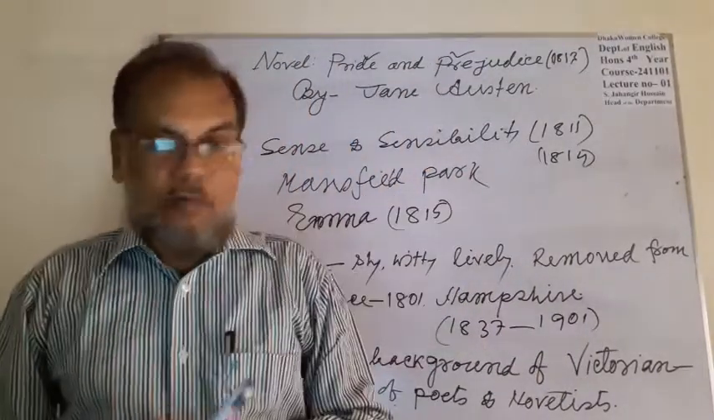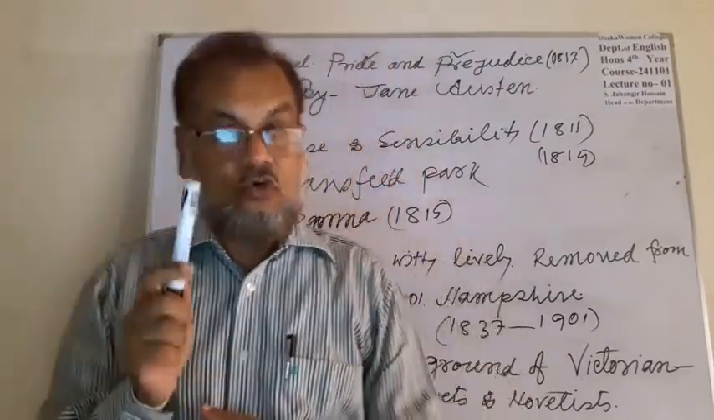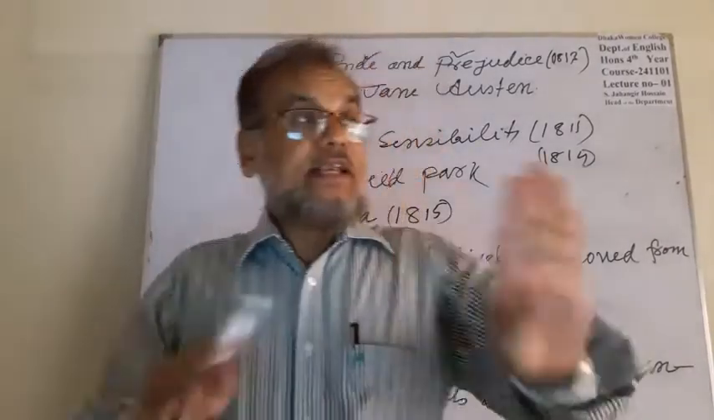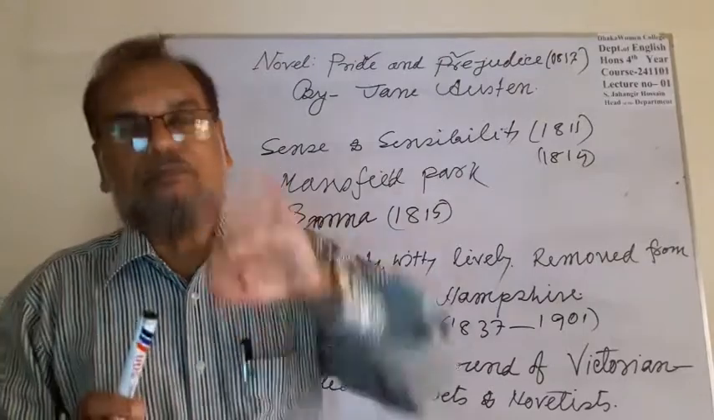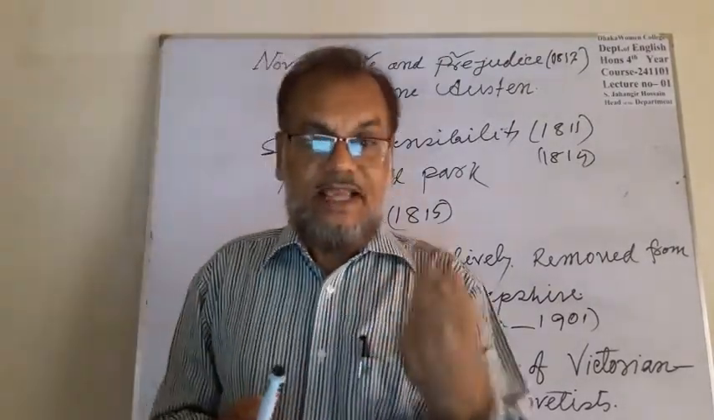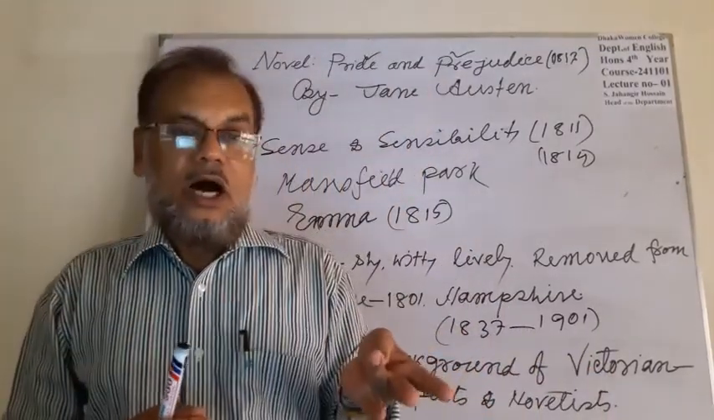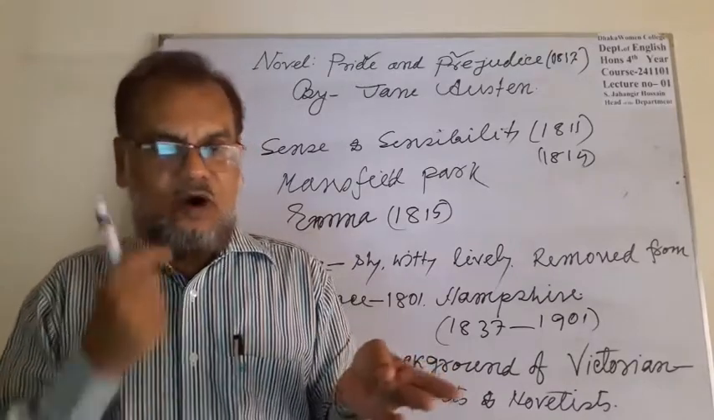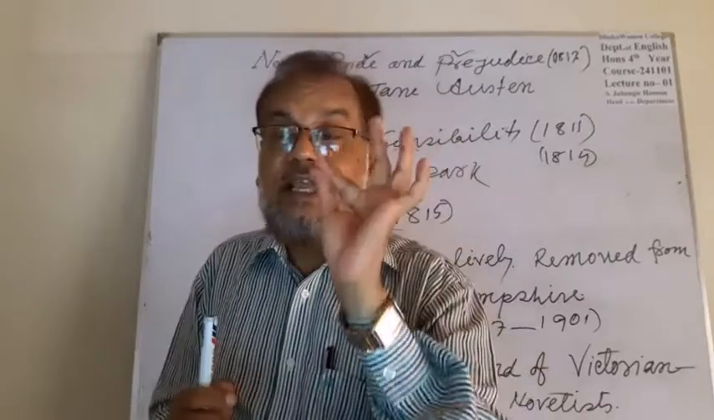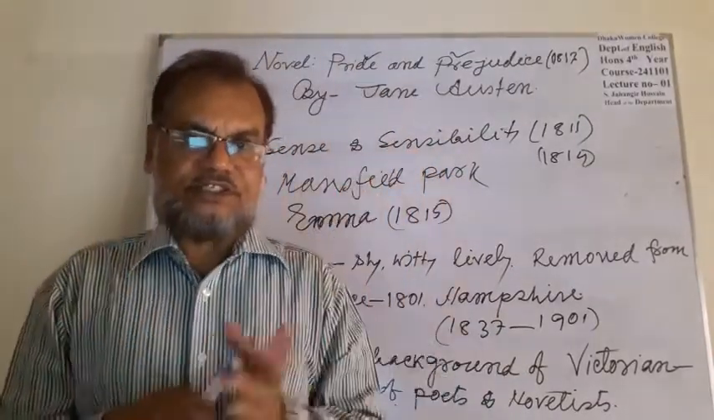And among all the novelists, Charles Dickens, 1812 to 1870, dominated the first period of Queen Victoria's reign. Next, William Thackeray, from 1811 to 1863. And also the three Bronte sisters. They are very important novelists.